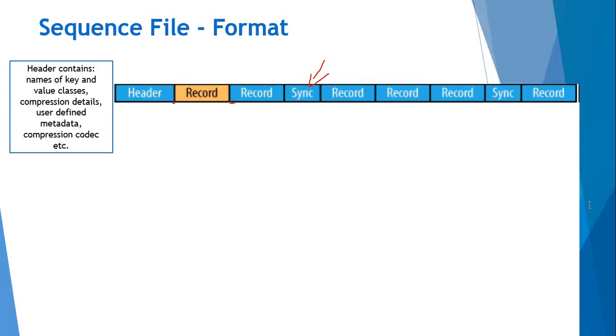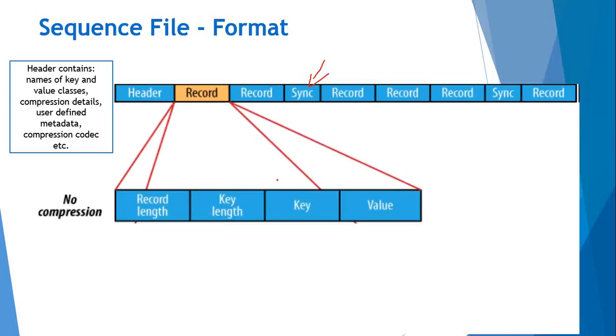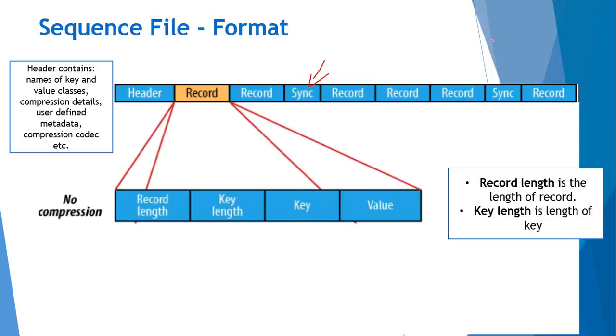So the header contains the names of the key and value classes, as well as the compression details, user-defined metadata, compression codecs, and things like that. And your record contains something like this: if there is no compression, the record length, the key length, the key, and the real values. Record length is nothing but the length of the whole record. Key length is the length of the key only.